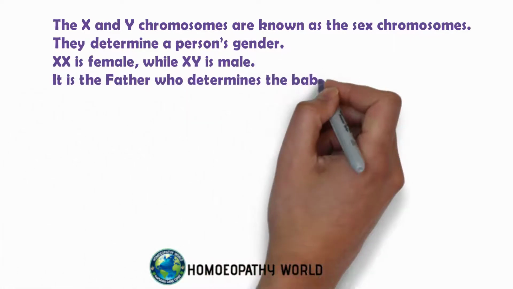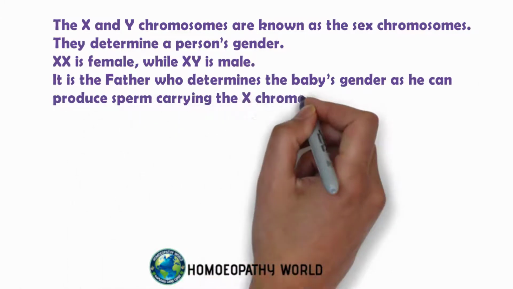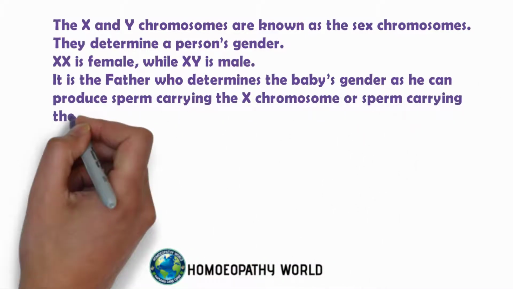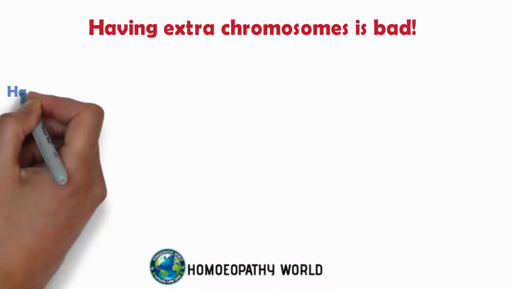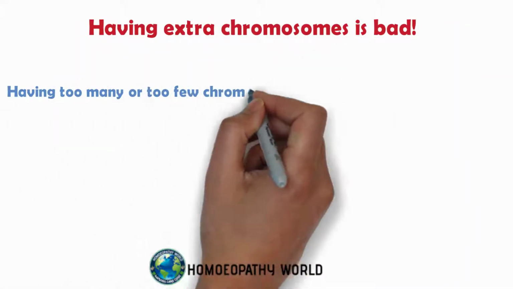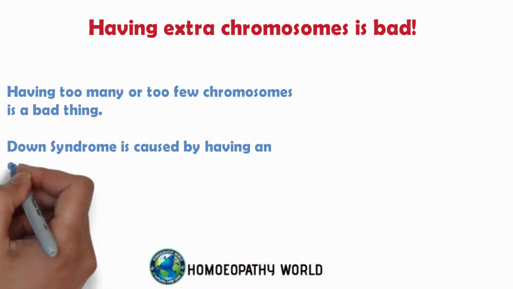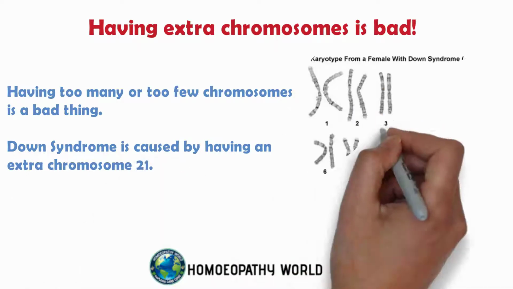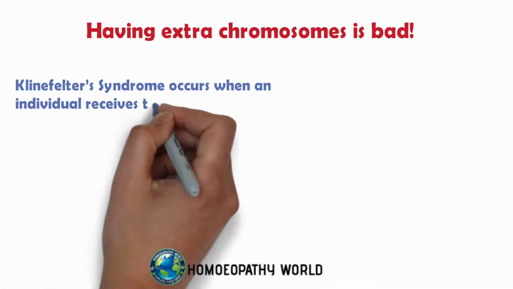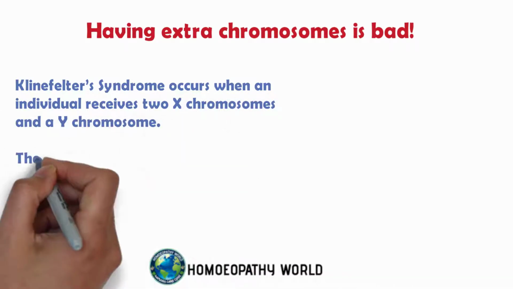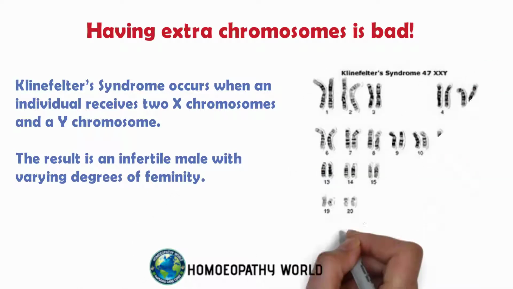It is the father who determines the baby's gender, as he can produce sperm carrying the X chromosome or sperm carrying the Y chromosome. Having too many or too few chromosomes is a bad thing. Down syndrome is caused by having an extra chromosome 21. Klinefelter syndrome occurs when an individual receives two X chromosomes and a Y chromosome. The result is an infertile male with varying degrees of femininity.